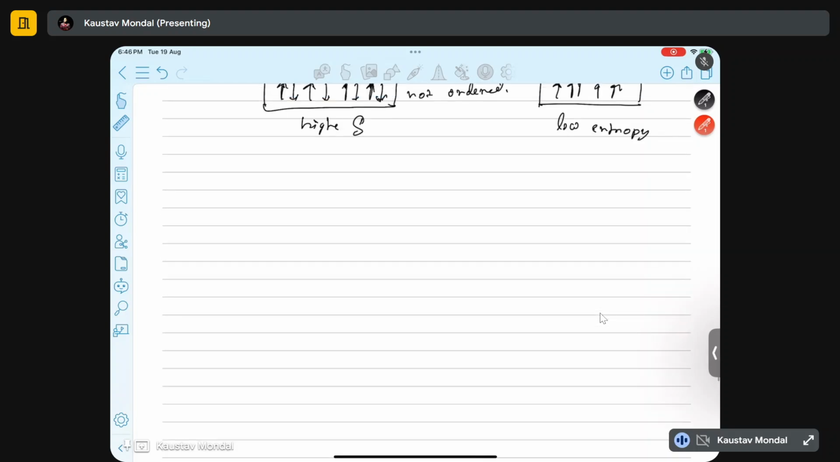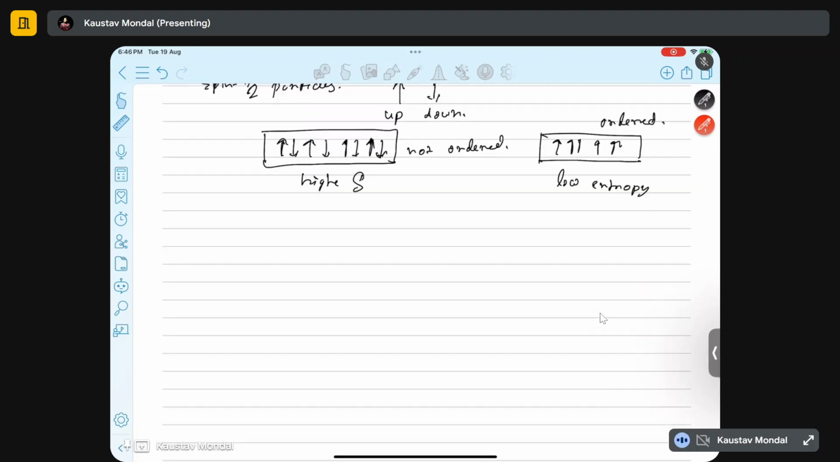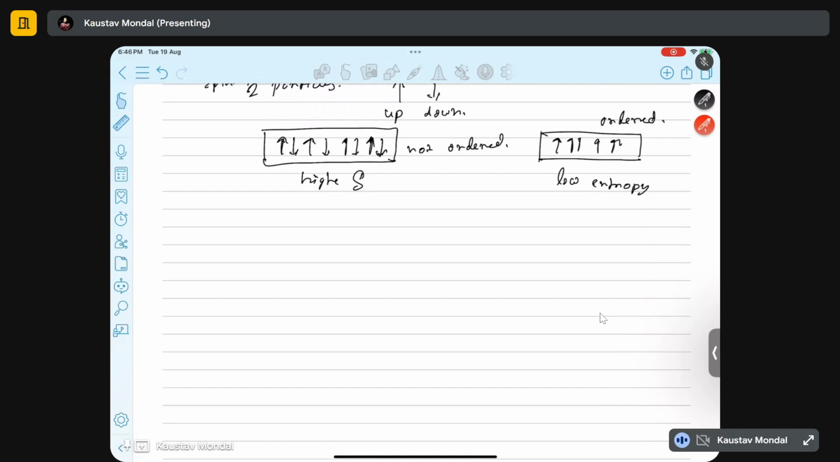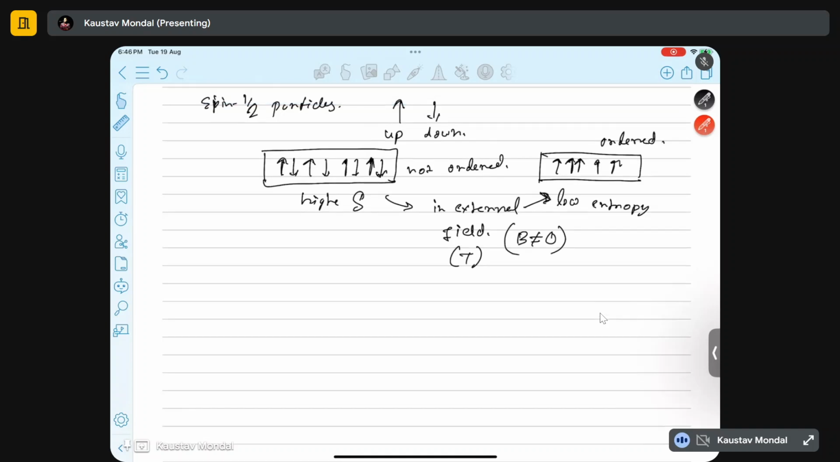Okay. So now, one way to put the system in an ordered format is that if you put this kind of not ordered system in an external field, then this system becomes basically ordered, right? At some particular temperature, when B is not equal to 0, in an external field, basically all the system spins are in an ordered way.